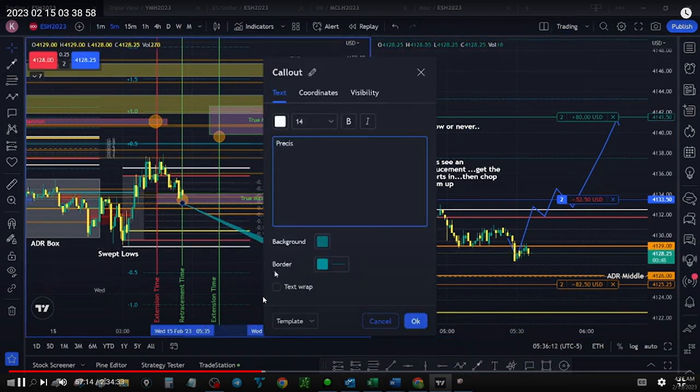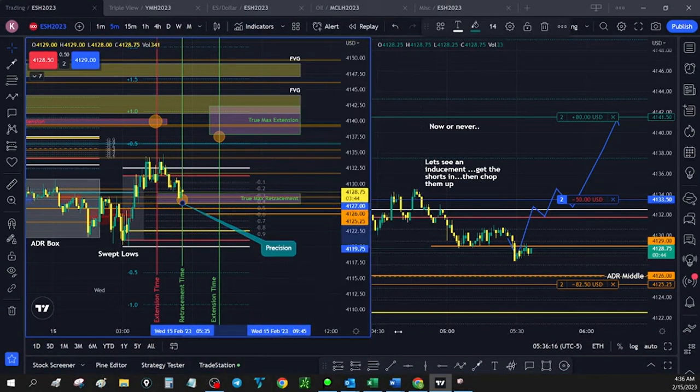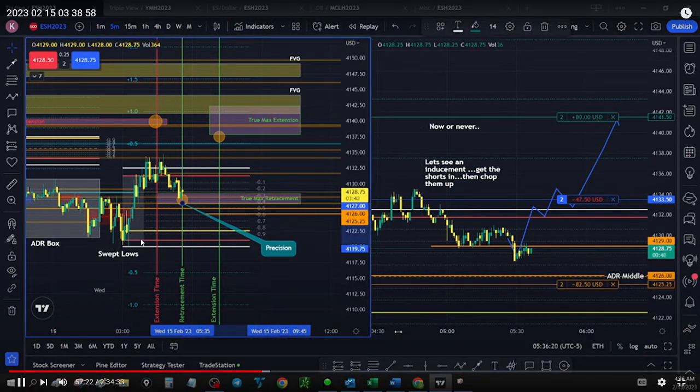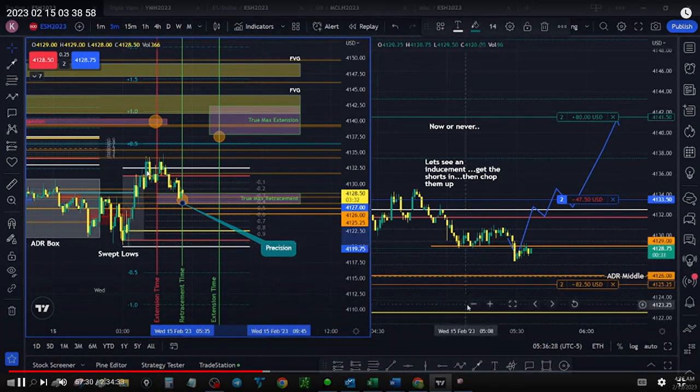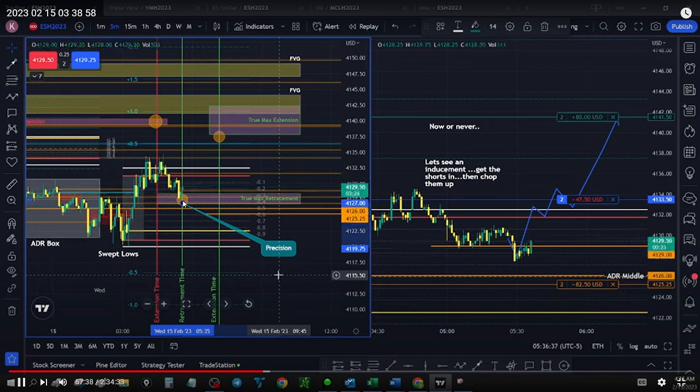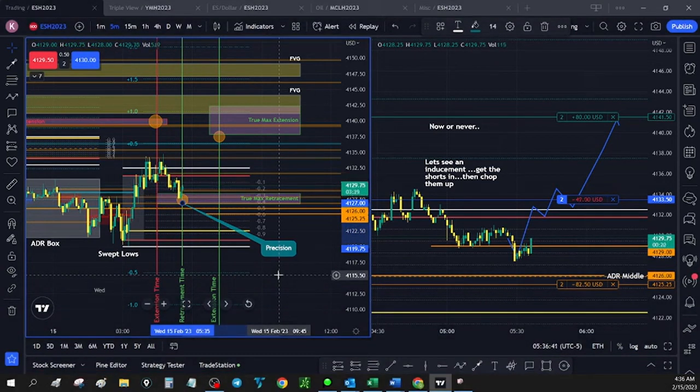After that happens, I like marking precision on these when it hits these targets like this. It's just amazing to know this hours ahead of time, that this is where price is going to most likely go. It's an incredible feeling. I mean, it's just really amazing how this works.